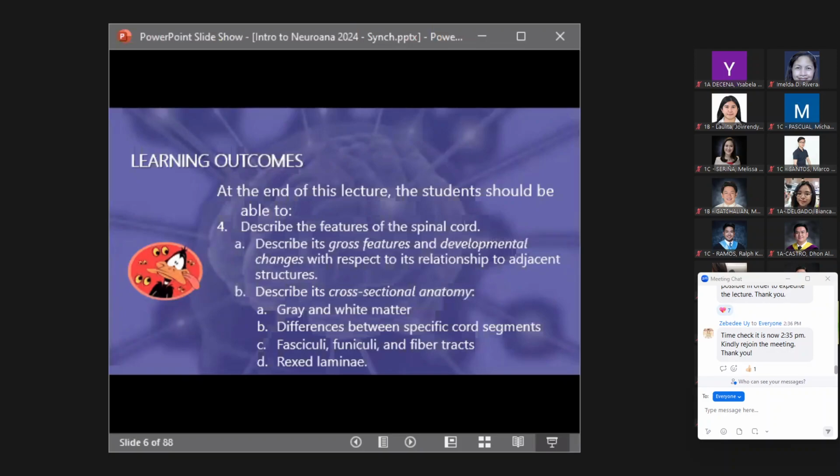And then the spinal cord: the gross features, the developmental changes with respect to its relationship to adjacent structures, that is the spinal column, and then the cross-sectional anatomy of the spinal cord, division into gray and white matter, the differences between specific cord segments, that of the cervical, thoracic, lumbar, and sacral, the structures that can be identified like the fasciculi, funiculi, and fiber tracts, and then to end with the Rexed laminae.